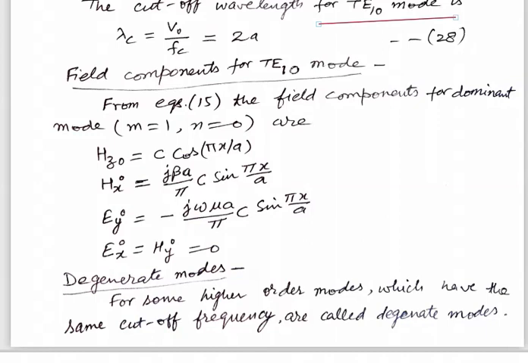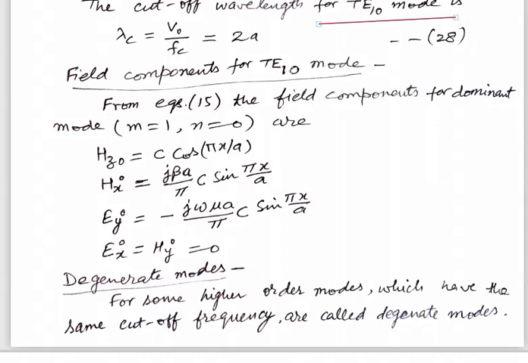Hx0 equal to j beta a upon pi into C sin pi x upon a, Ey0 is given by minus j omega mu a upon pi into C sin pi x upon a, and the remaining two components Ex0 and Hy0 are 0. So these are the field components for the TE10 mode.